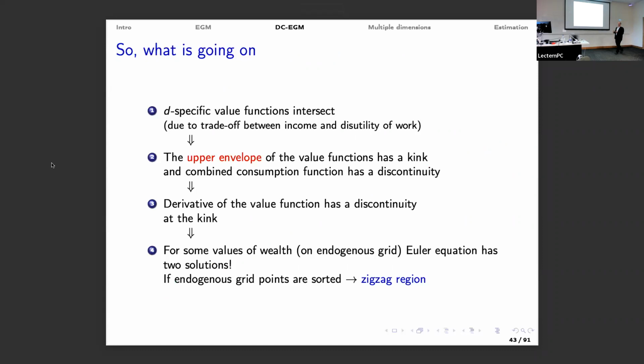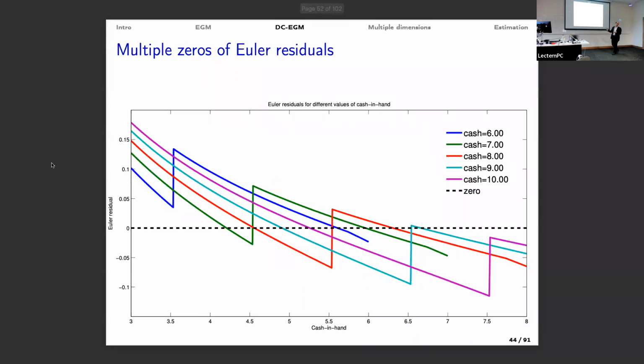So what then later became the explanation is that the D-specific value functions intersect to create that kink, right? The upper envelope, which becomes the value function in period t-1, has the kink, and that means that the derivative of the value function has a discontinuity, but that translates directly into the Euler equation. And suddenly, if you just graph the Euler residuals, there is this range of wealth where the Euler residual, the difference between the left and right-hand side, kind of jumps up. The Euler equation itself becomes non-continuous.